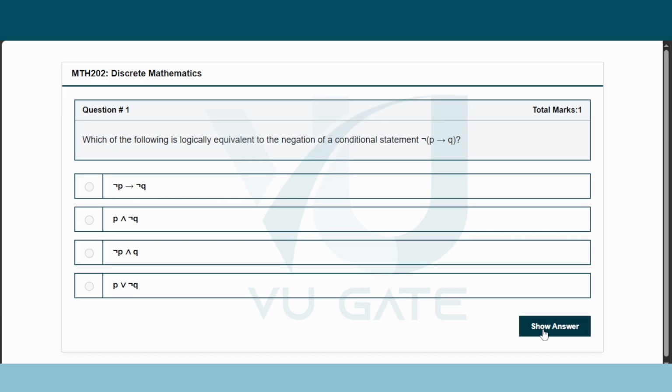Question number 1. Which of the following is logically equivalent to the negation of a conditional statement? Negation of (P implies Q). The correct answer is P and negation of Q.